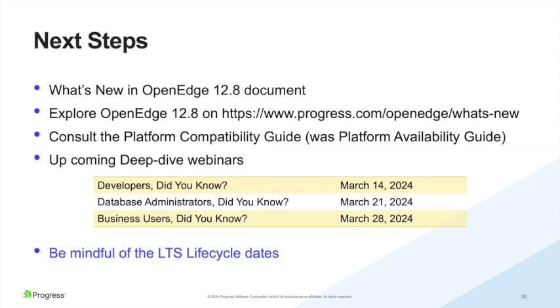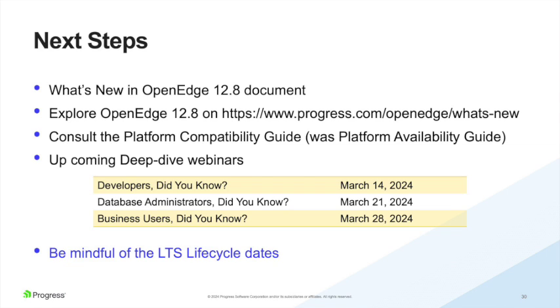There's also a lot of great materials on progress.com. You should go to the OpenEdge 12.8 area and explore what's there. We have several white papers, videos, data sheets, as well as links to the documentation set. While you're there, you should consult the Platform Compatibility Guide. We used to call this the Platform Availability Guide, or PAG, but it's now been updated by its name. And also, we will have subsequent deep dive webinars, which will be happening next month, one each for developers, database administrators, and the business users.